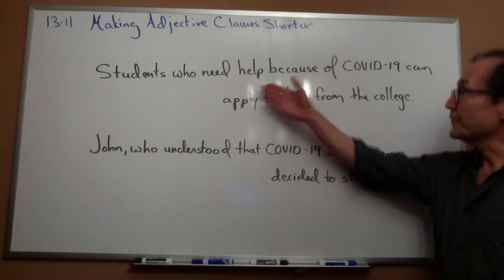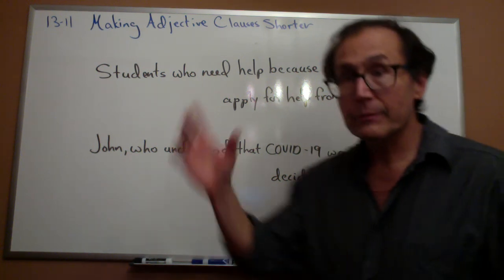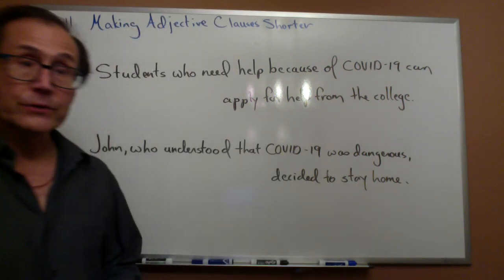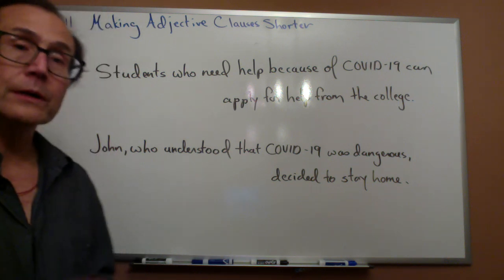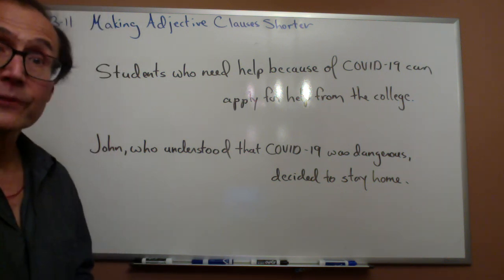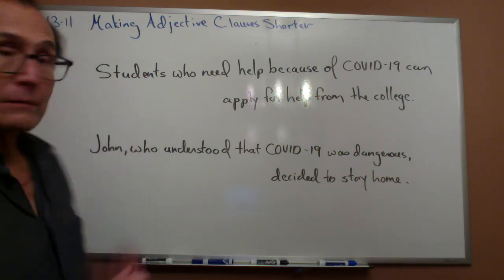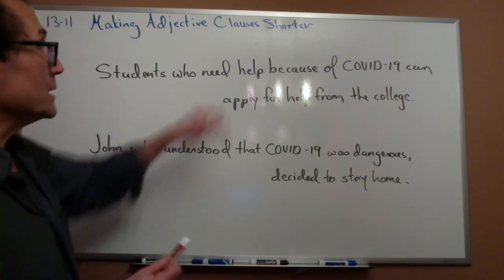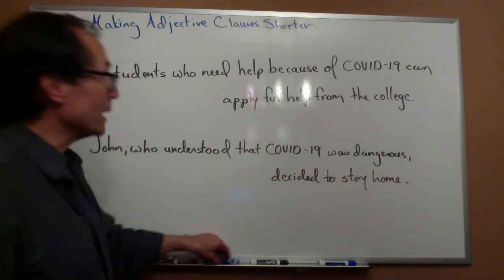So if you are having problems because of COVID-19 or having problems continuing your classes because you need a computer, know that's available, and I will send out some more information about that. Okay? Now, let's look at the grammar of this sentence. Students who need help because of COVID-19 can apply for help from the college.